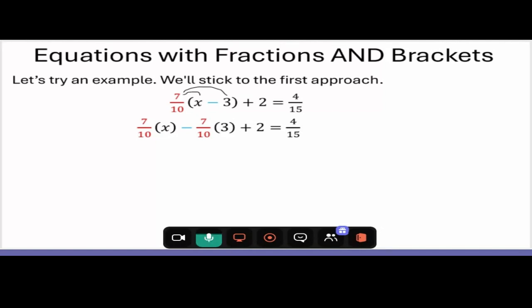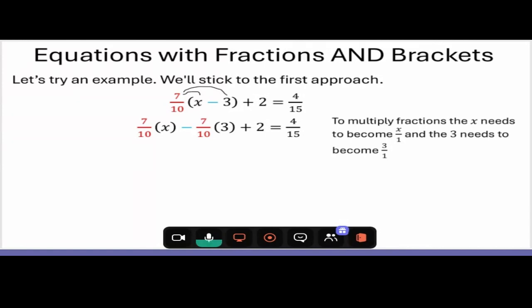So let's look at this now. Let's clean this up a little bit. Anything that has to multiply by a fraction, we need to make over 1. So that x has to be x over 1, and 3 has to become 3 over 1, like so. Because now we can just multiply tops and multiply bottoms. 7x on the top, 10 on the bottom. The minus sign still there.